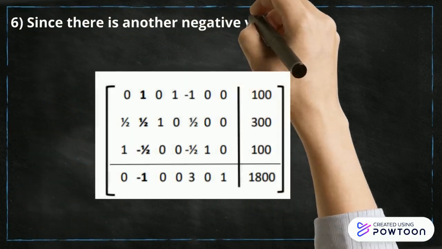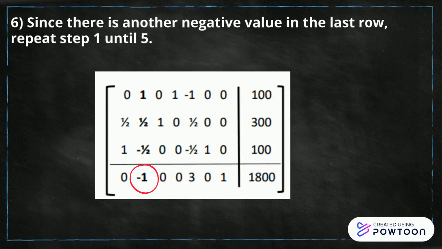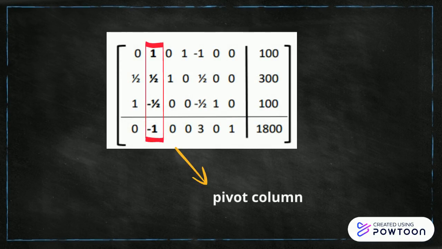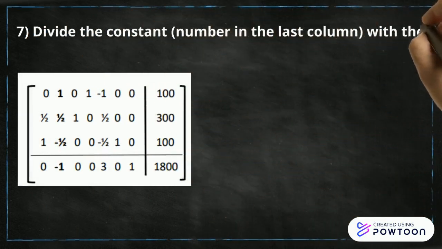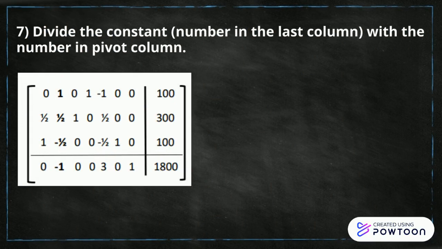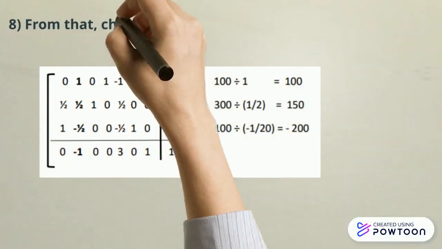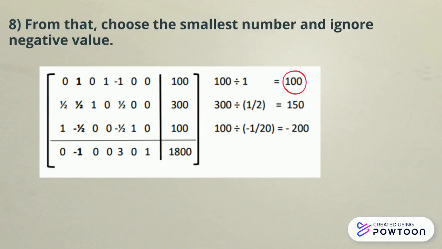Since there is another negative value in the last row, repeat steps 1 to 5 until there is no more negative value. The only negative number in the last row is -1. Therefore, this column is called the pivot column. After that, divide the constant in the last column by the number in the pivot column. From that, choose the smallest number and ignore negative values. Therefore, 100 is the smallest number and this row is called the pivot row.